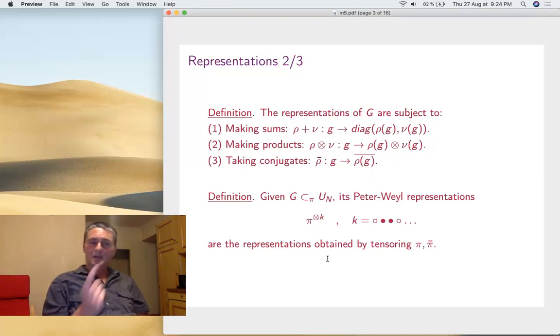Now these things, so remember, we have only one example of representation which comes for free. It's the fundamental one, right? But with it, well, we can take its conjugate and then take tensor products between pi and pi bar. And this will be called Peter-Weyl representations, and I will denote it by pi tensor k. But k, you see, I have to take into account if it's pi or pi bar. So that's why k will be a colored integer. For instance, pi to this guy here is by definition pi tensor pi bar tensor pi bar tensor pi, tensor, etc. So white stands for nothing, and black stands for conjugation.